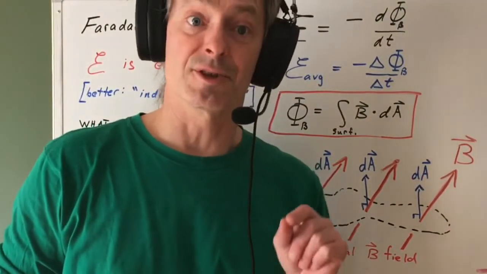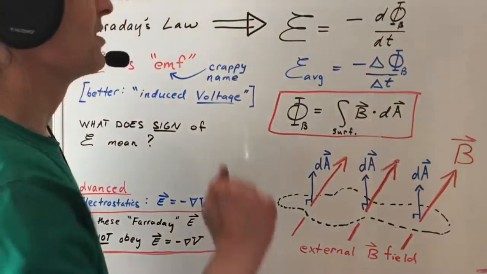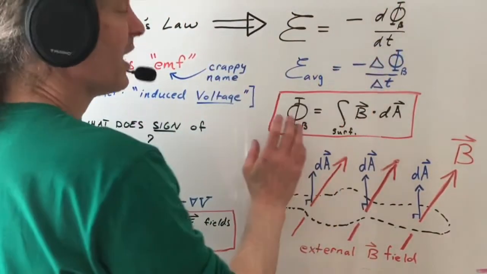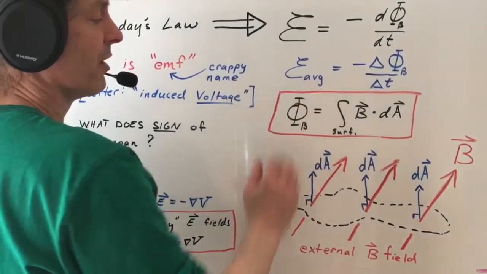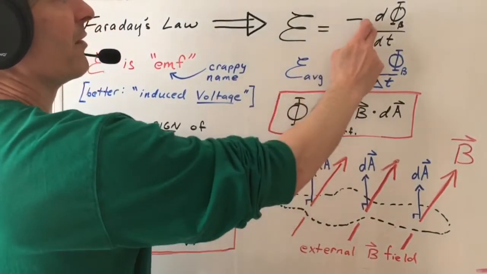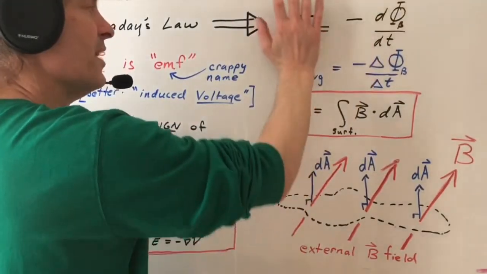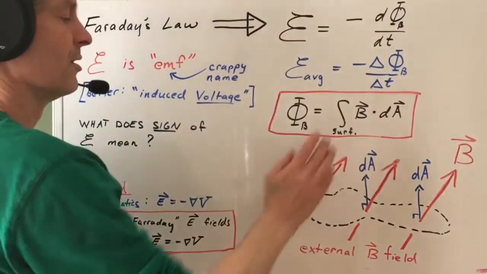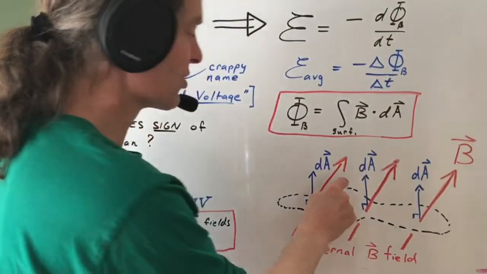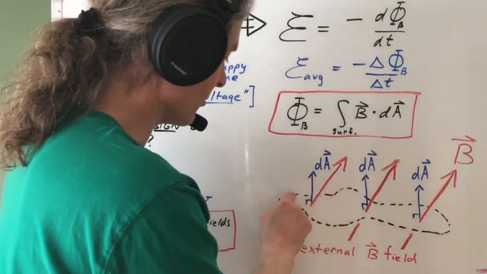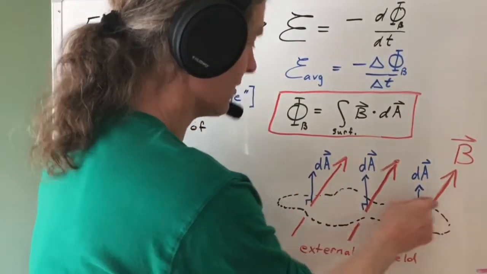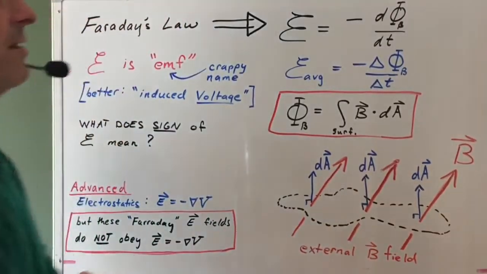Faraday's law says something truly amazing. It says that if I have a changing flux, that is, if the rate of change of the magnetic flux with respect to time is not zero, then I'll get an induced voltage as I go around this path. That is, if I start here and increment all the number of volts, then I'll get some number of volts when I get back to there.